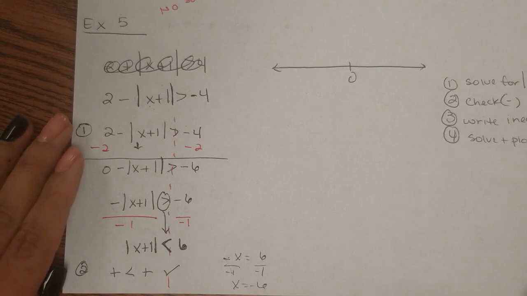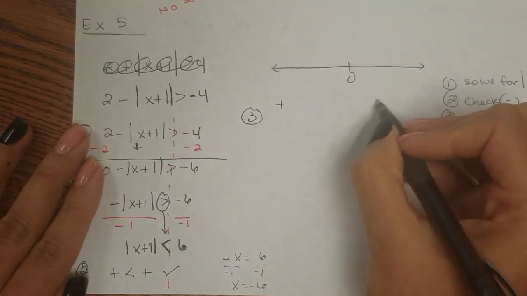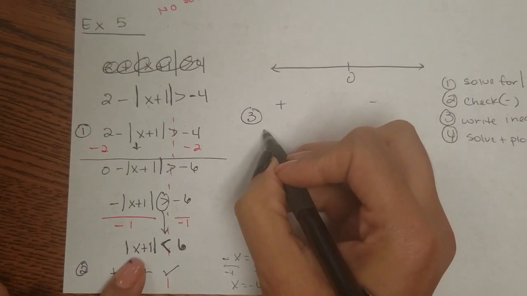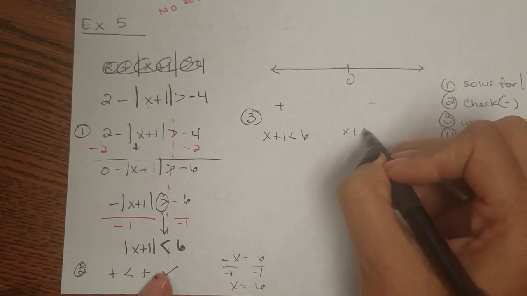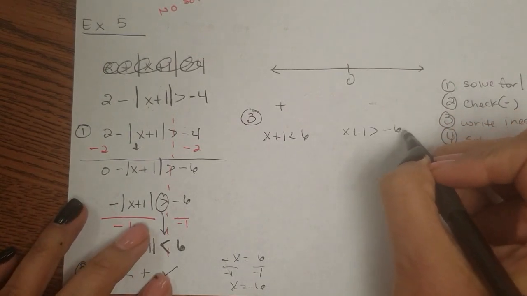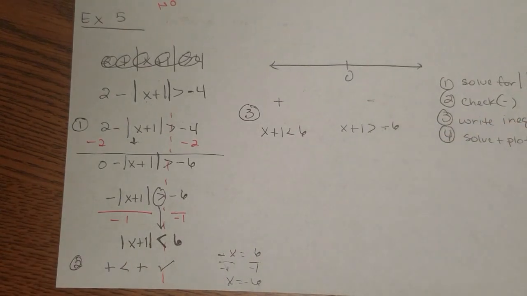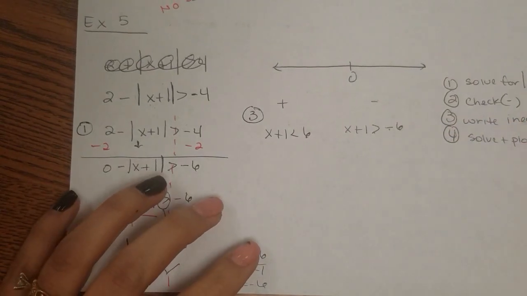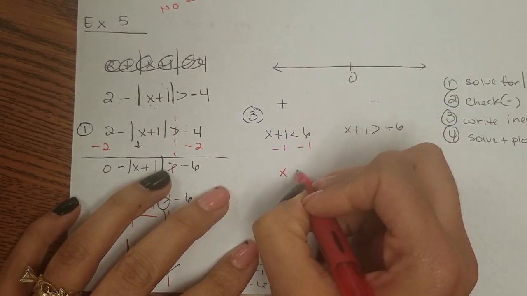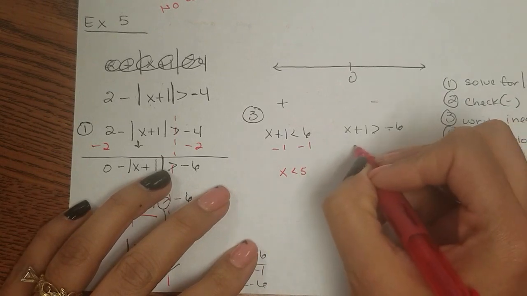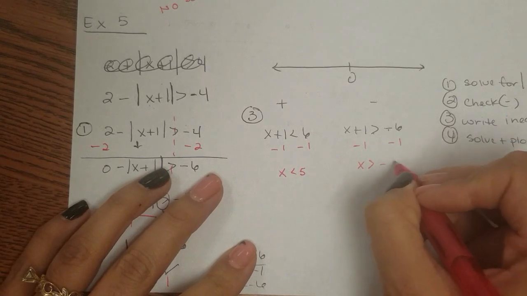Now step 3 is to write your new inequalities, one positive and one negative. Your positive stays the same: x plus 1 less than 6. For the negative, x plus 1 greater than negative 6. Your sign changes, and you flip the inequality. Then you can go ahead and subtract 1 on each side. x is less than 5, and minus 1 over here, x is greater than negative 7.